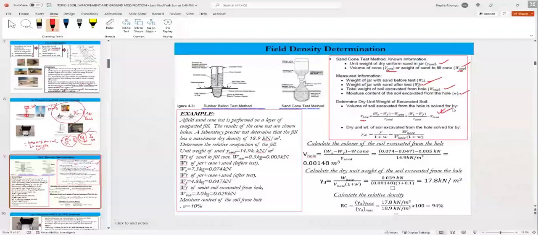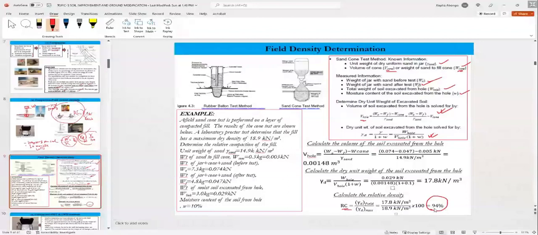Okay. And then the dry density will be the weight of the soil over the volume of the hole, divided by 1 plus the water content. If you follow through this example, you're able to calculate the relative density. So, for example, if you had a target density of 95 and you get 94, you may consider rework.